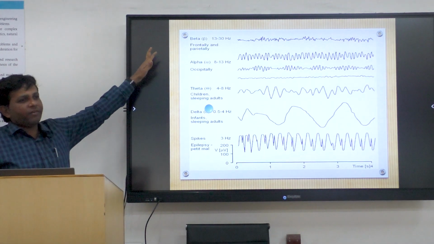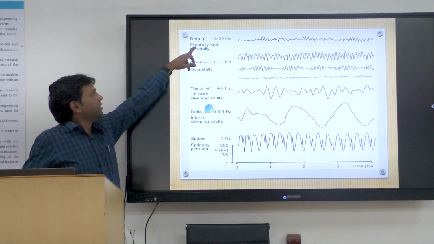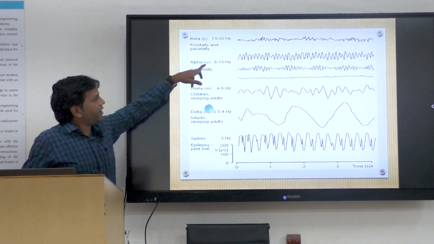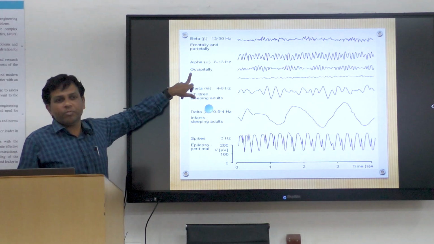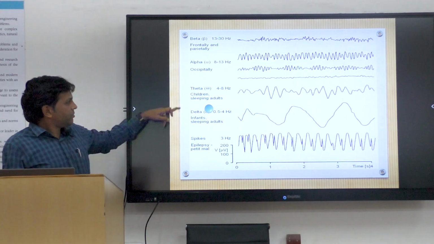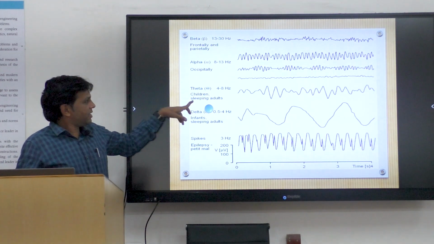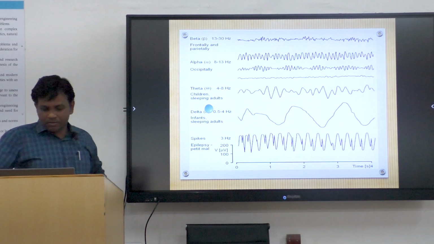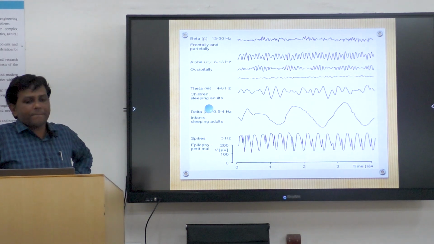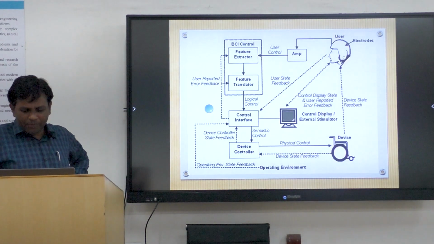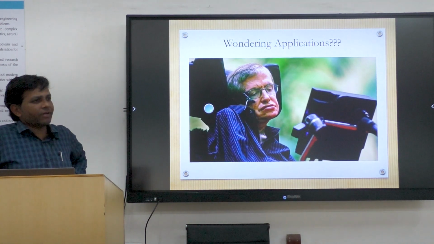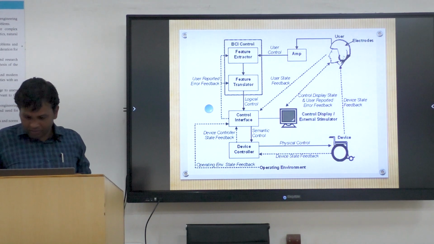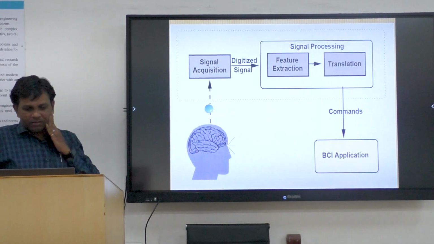Every such signal has predefined ranges. Beta is 13 to 30 Hz, normally seen in the frontal and parietal lobes. Alpha is 8 to 13 Hz, normally seen in the occipital lobe, and so on. Similarly, theta is 4 to 8 Hz, seen in children and sleeping adults. Sometimes there is a saying that children and adults are the same. So many people have used these for interface applications and whole operating environments. I think we'll stop here because we need to have a look at the brain signals.